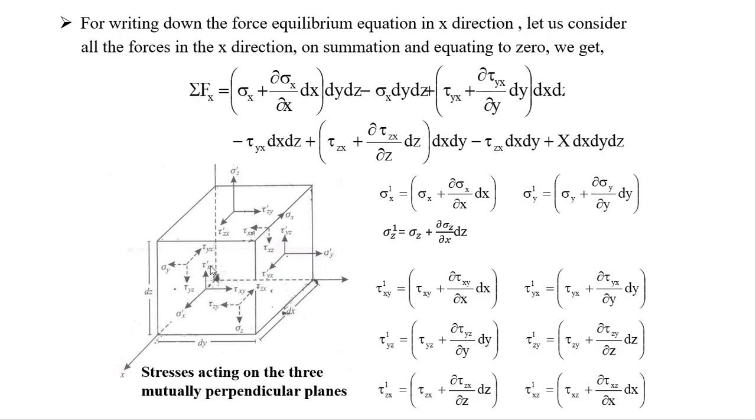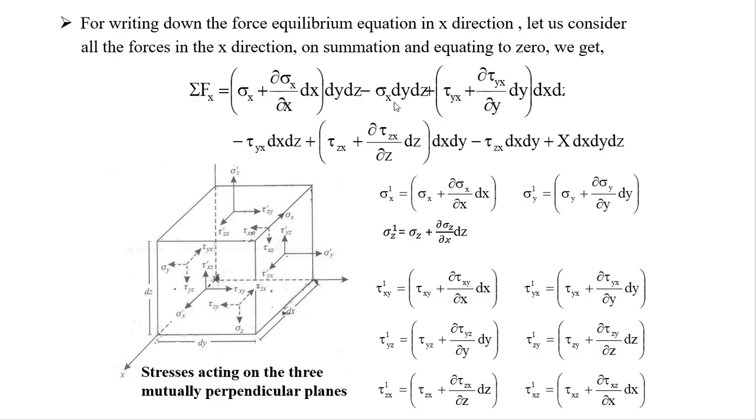If you take the positive direction, sigma x dash has the value of sigma x plus dou sigma x by dou x into dx. That is the total increase of the stress in the positive direction, and this surface area will be dy into dz. That sigma x is acting normal to the plane of dy into dz. This one we wrote here.